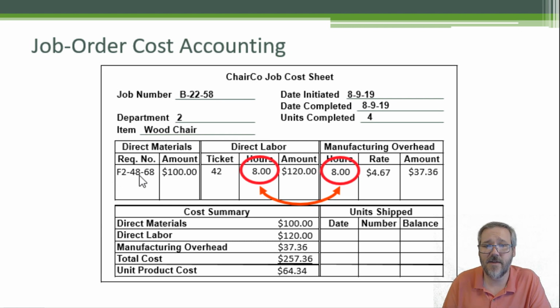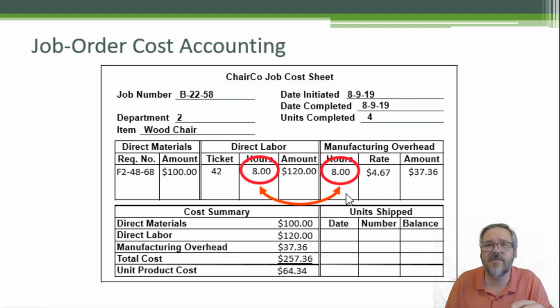And I can see the total cost of direct materials. I can look at requisition F2-48-68 to see who requested these materials for $100. My direct labor, I can look at ticket 42 and I can see that Earl spent 8 hours at a total cost of $120. And I'm going to take that same 8 hours that Earl worked and apply overhead to this job based on those 8 hours at a rate of $4.67 per hour, giving me a total of $37.36. So again, recognize what we've done here.